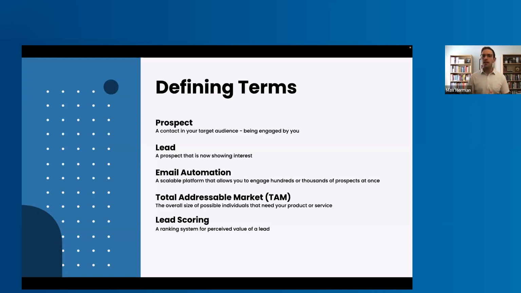Email automation is like a scalable tool. I don't think I covered a lot of platforms in the last slide, but I can real quick. Some would be Woodpecker, Reply.io. I think Mailshake is also one, could be wrong there. You can also do this from HubSpot and Salesforce and Pipedrive and so forth, with some level of email automation. Your total addressable market.